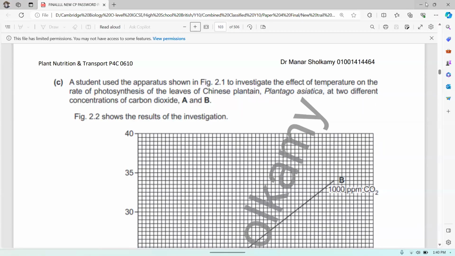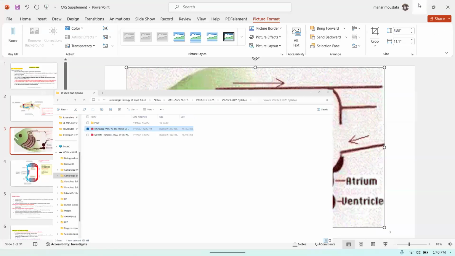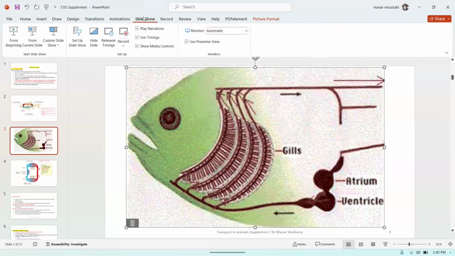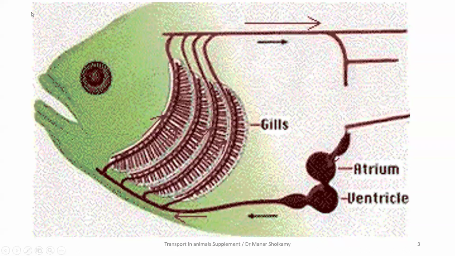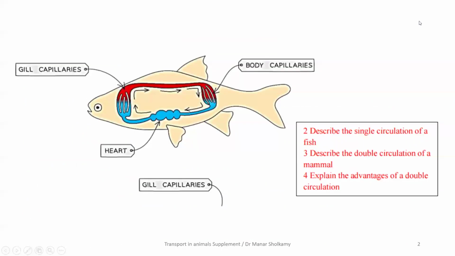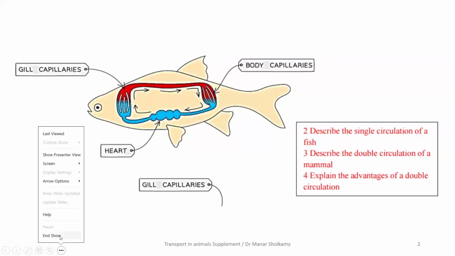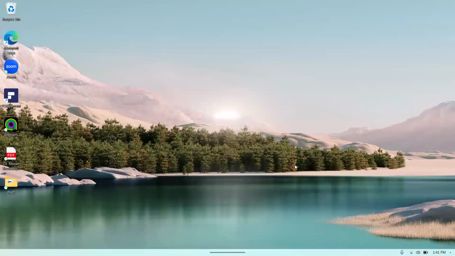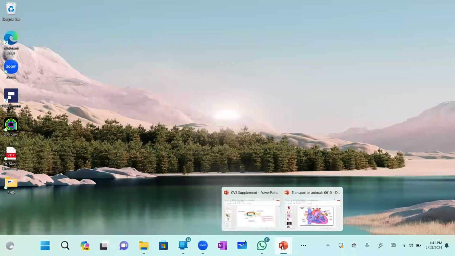Any questions concerning the internal anatomy and the flow of blood inside the heart? Do I have any questions? I'm asking. No. Okay.